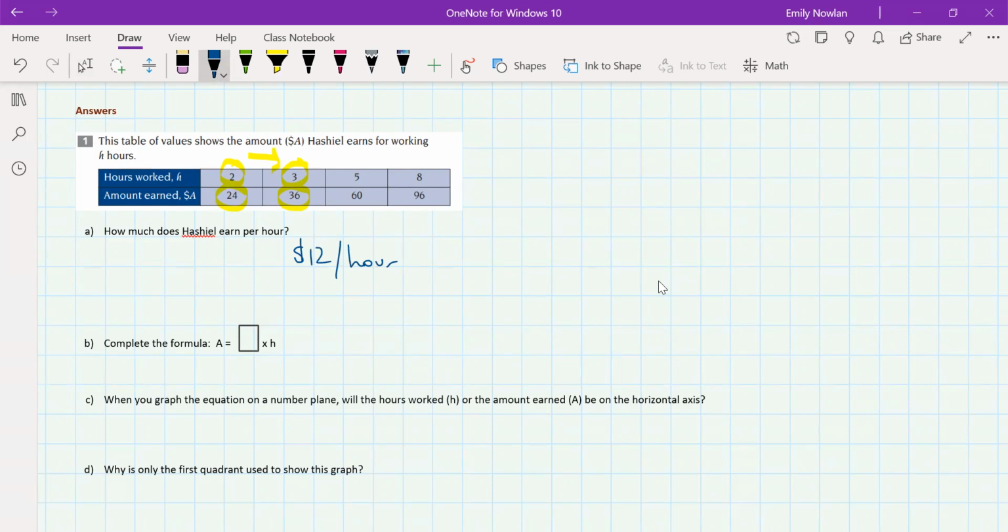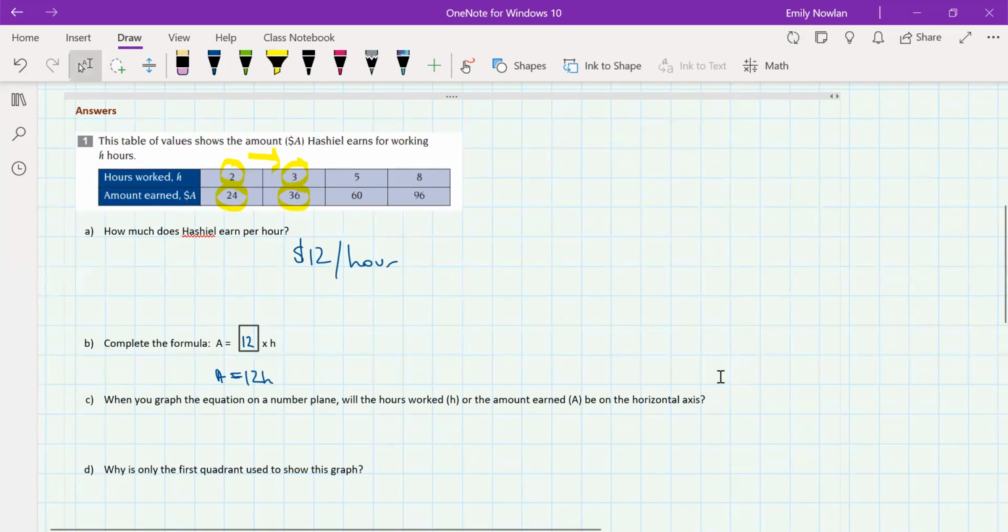So let's complete the formula. The amount she earns, that's the A, is dependent on how many hours she works. For every hour she works, she earns $12. So it's $12 for every hour. And you can write that as 12H if you prefer.